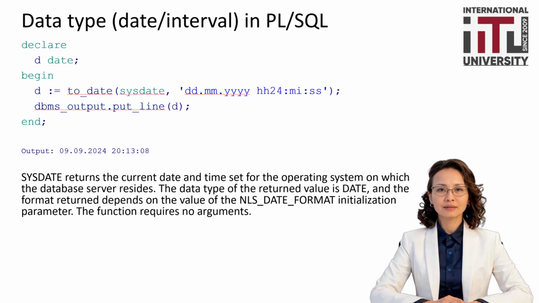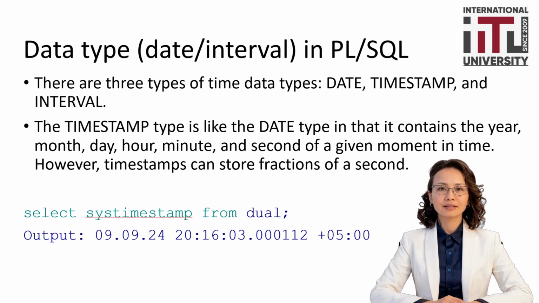In PostgreSQL, sysdate returns the current date and time from the operating system. The returned value is of date type, formatted according to NLS_DATE_FORMAT. The function requires no arguments. For example, using sysdate in a script outputs the current date and time, such as 2023. In PostgreSQL, there are three primary time data types: date, timestamp, and interval.